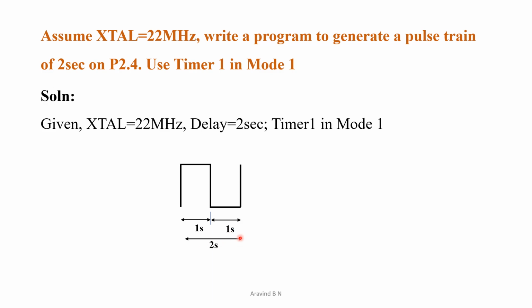Total time is 2 seconds, so you need to create 2 seconds of delay for one complete pulse duration. On time and off time, you just split it as a square wave realization. On time is 1 second, off time is 1 second. Use timer 1 in mode 1, because it is asked in the question directly. So try to work out the solution for this one. Thanks for joining.